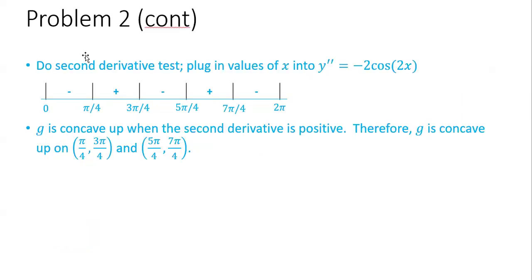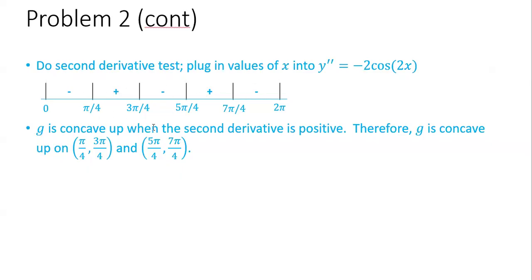Okay, so we do the sign test. Draw a number line with the critical points, plug in numbers within each interval, and get the sign of y double prime. You should get this, okay? For example, I'll just do one. In this interval, pi over 4 to 3 pi over 4, you can plug in pi over 2. So what is cosine of 2 times pi over 2? Well, 2 times pi over 2 is pi. So what's cosine of pi? That's -1. -1 times -2, that is positive. So that's why it's like that there, okay?